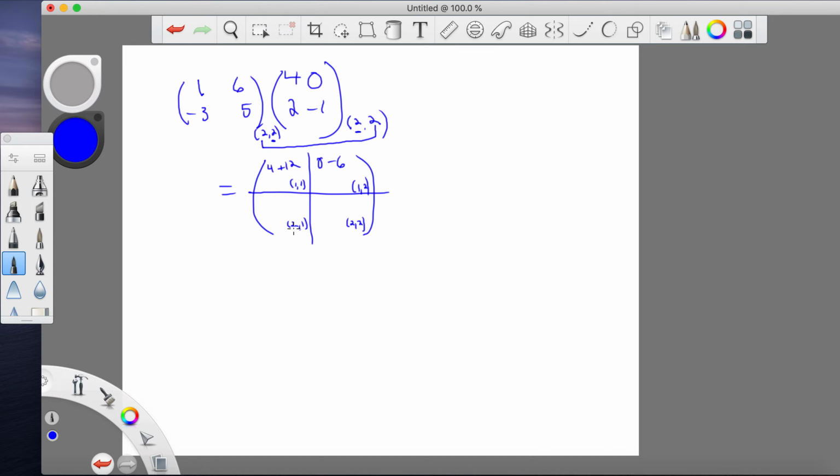And then second row, first column. This is going to be -3 times 4, which is -12, plus 5 times 2, which is 10. And then second row, second column is -3 times 0, which is 0, plus 5 times -1, which is -5. So the solution, when you've neatened everything up, should be 16, -6, -2, -5.